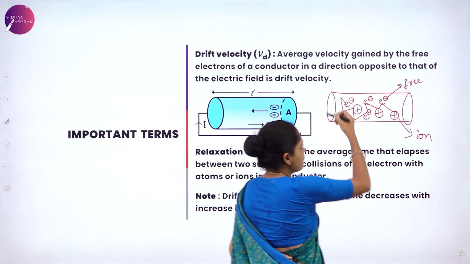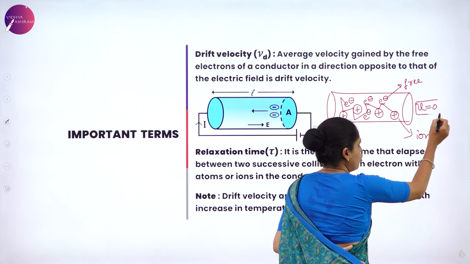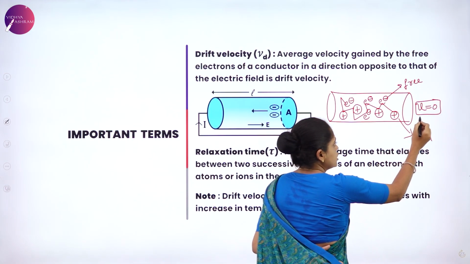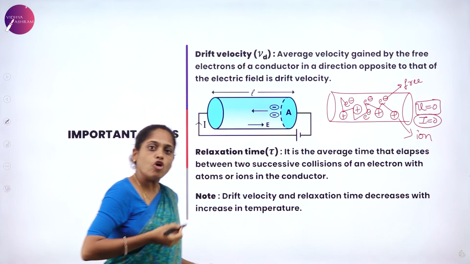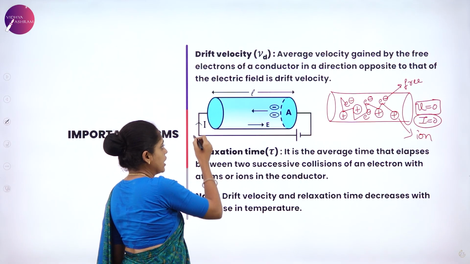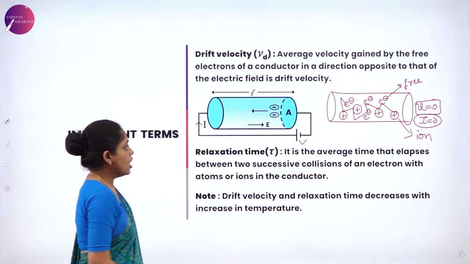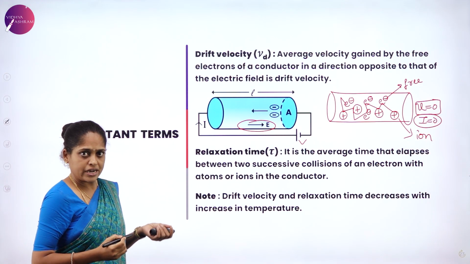Therefore, the average initial velocity of electrons is equal to 0. Therefore, current is also 0. This is the condition before connecting to the battery. When I connect this conductor to a battery of potential difference V, an electric field is created in this conductor.